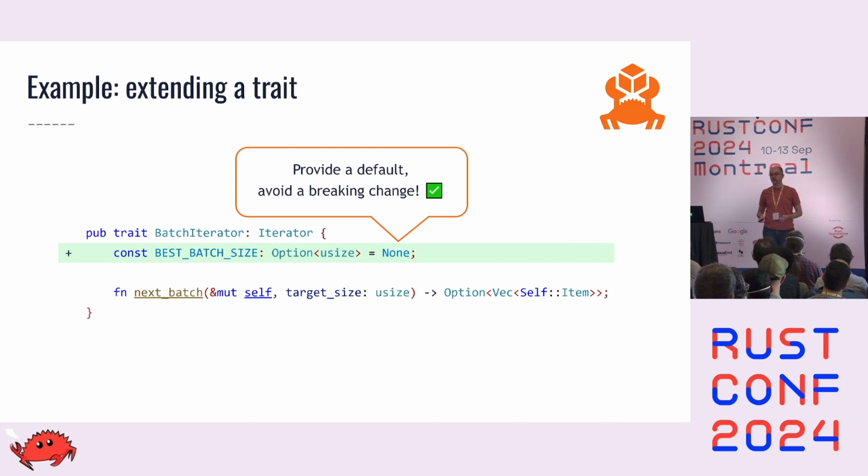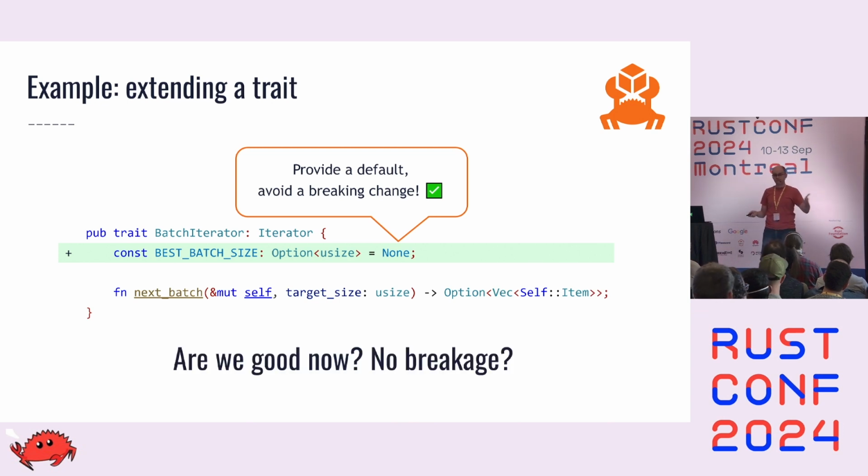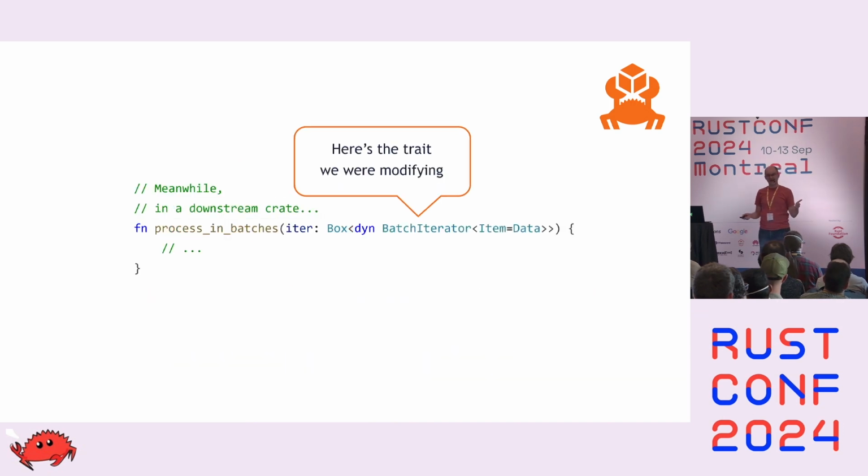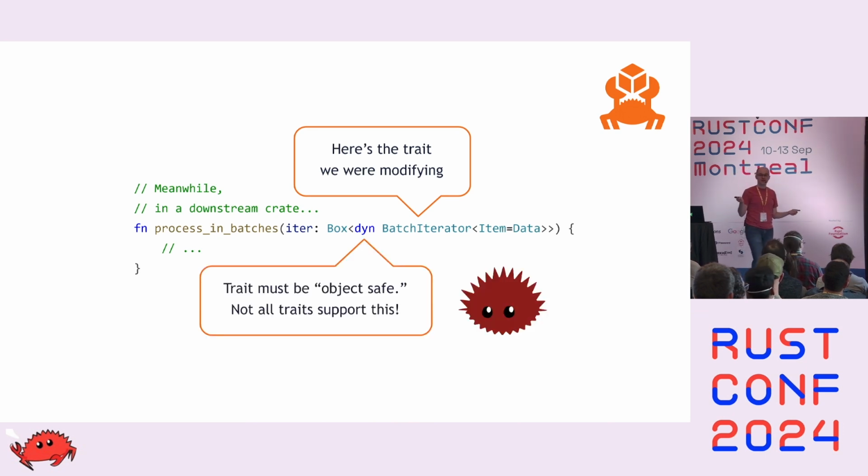So great. We supplied a default value and avoided that breaking change. We're being very careful over here, so we're good now, right? No breakage? Any guesses? Yeah. Here's the trait that we were modifying being used in a downstream crate. And here's this interesting keyword that says we're using it as dyn trait. That means that this trait needs to be what's called object safe in Rust. Now, not all traits are object safe. But do you remember the exact rules for when a trait is object safe?